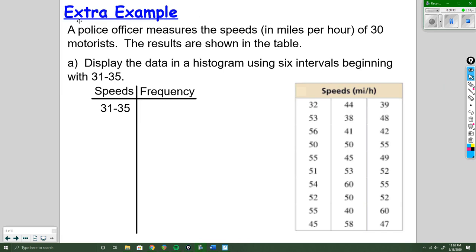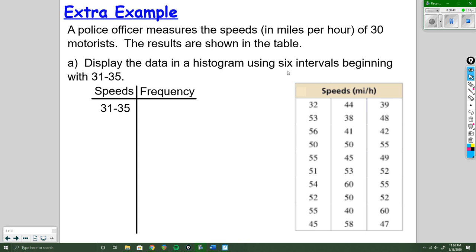So let's check out this next example here. A police officer measures the speeds in miles per hour of 30 motorists. The results are shown in the table to the right here. We want to display the data in a histogram using 6 intervals beginning with 31 to 35.